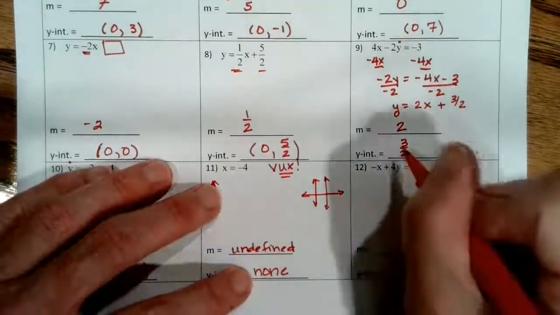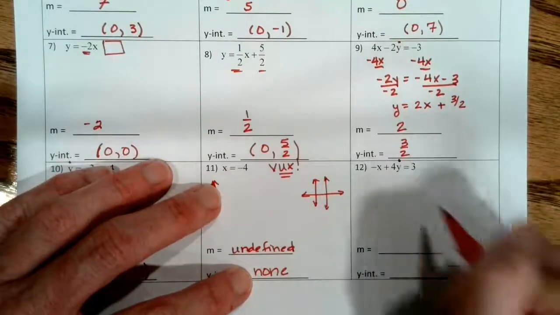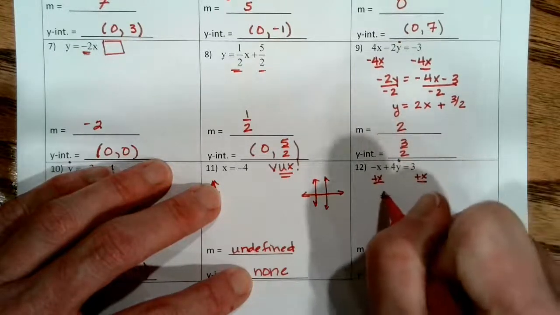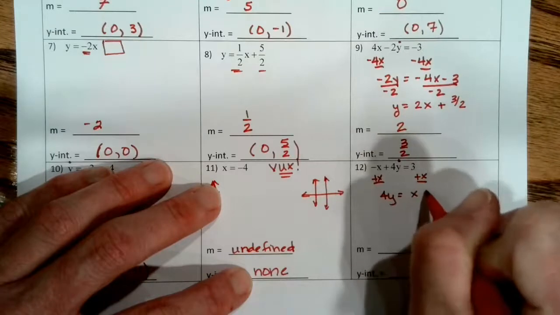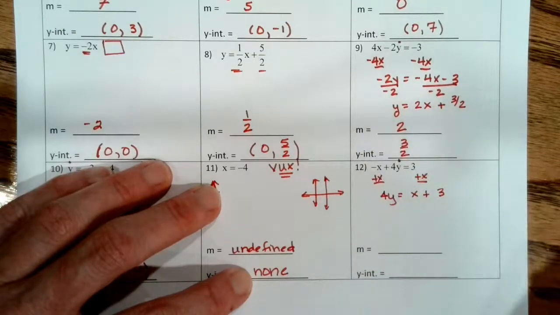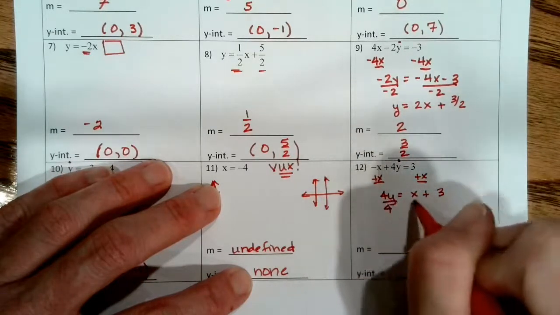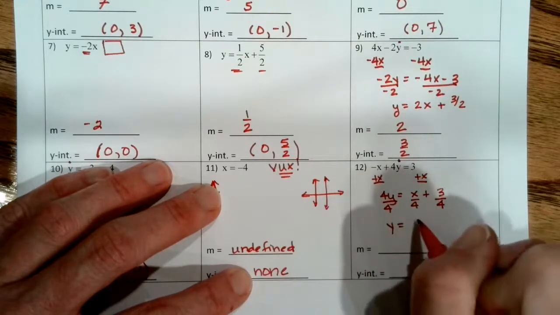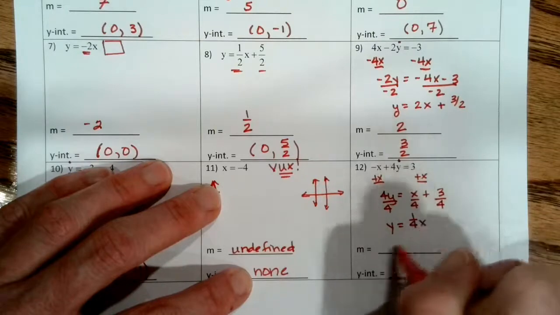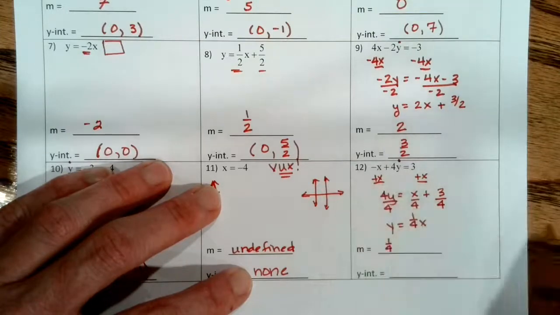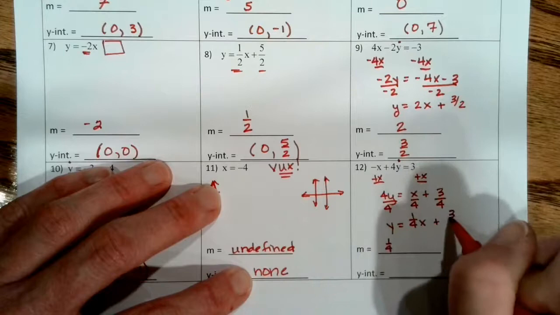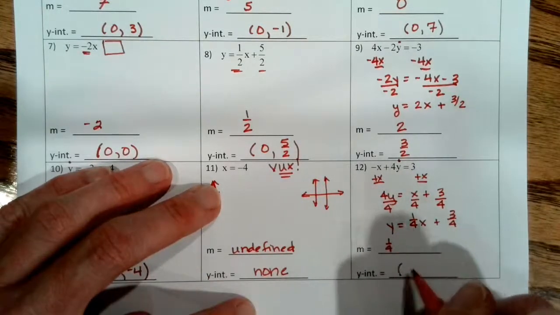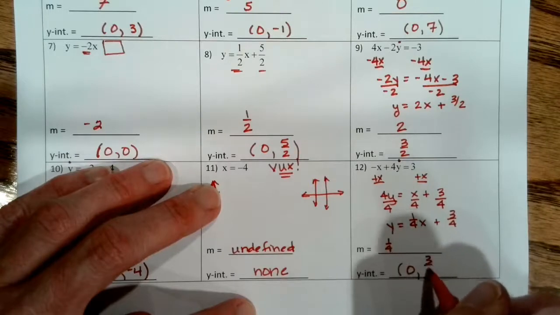My last one on this page, I'm going to solve for y. So I'm going to add x to each side. 4y is equal to x plus 3. Divide by 4, divide by 4, divide by 4. Y is equal to 1/4 x. There's my slope. Plus 3/4. My y-intercept, 0, 3/4.